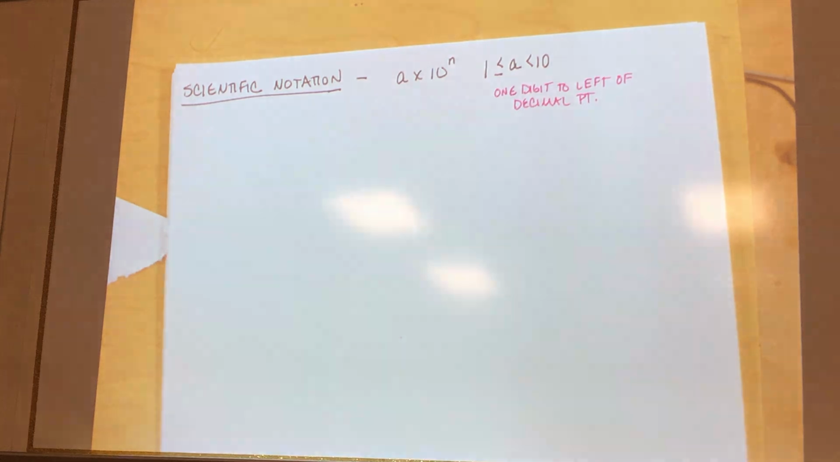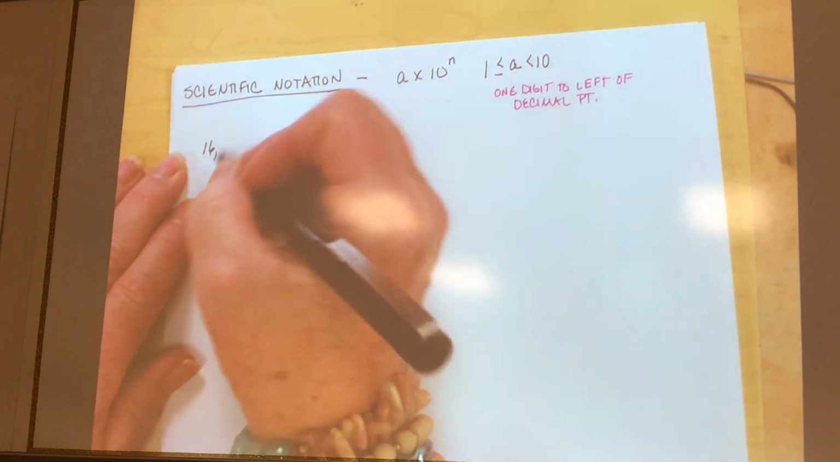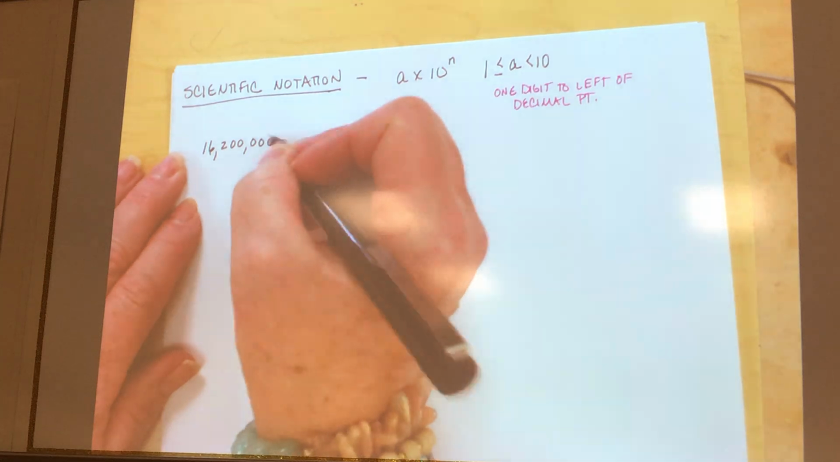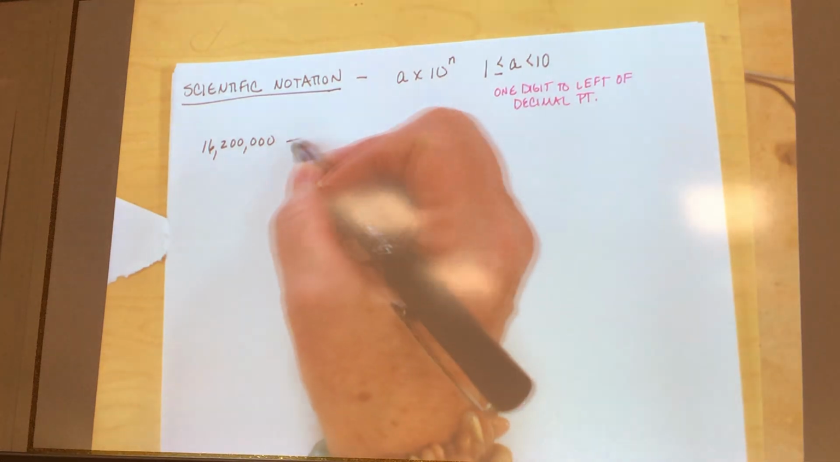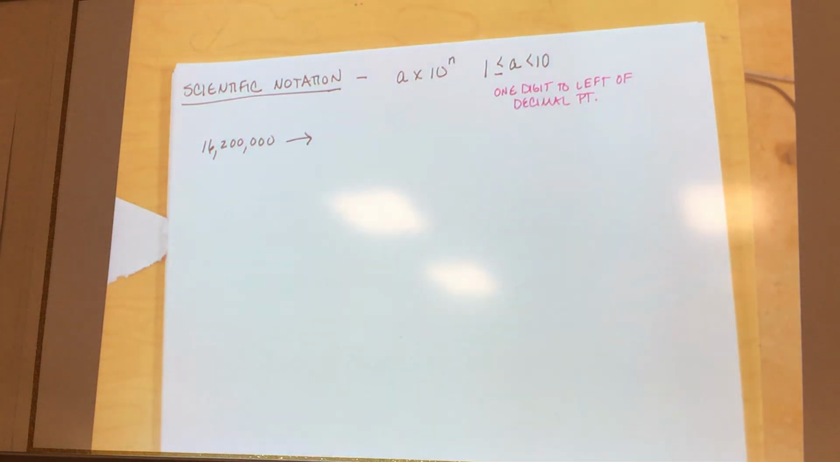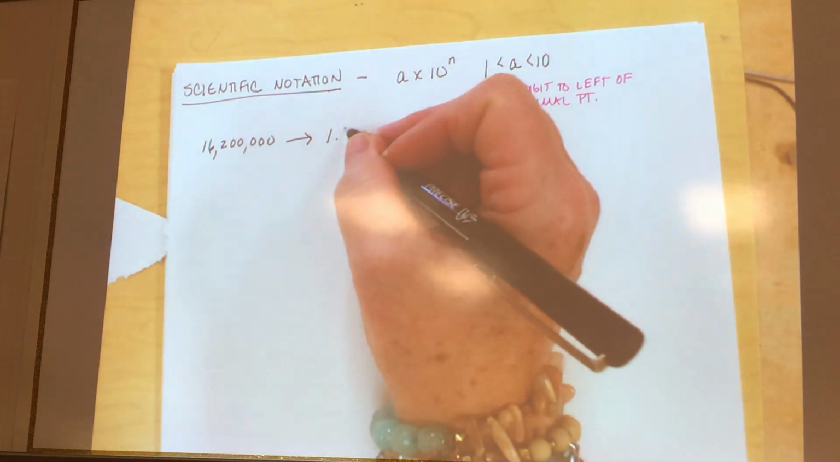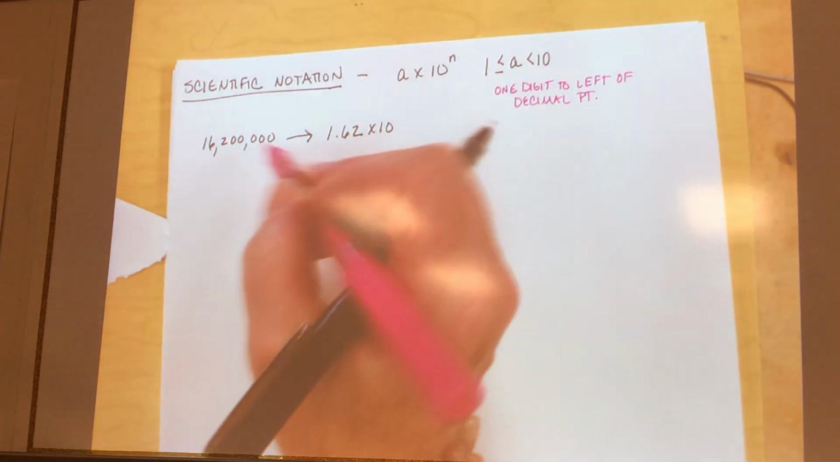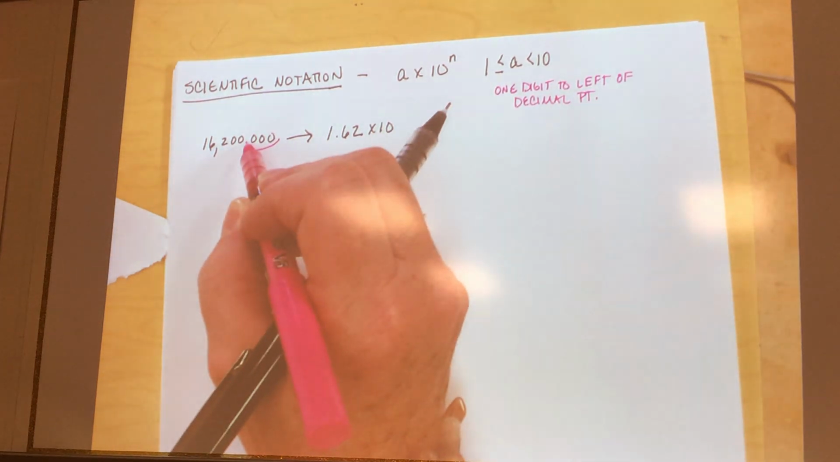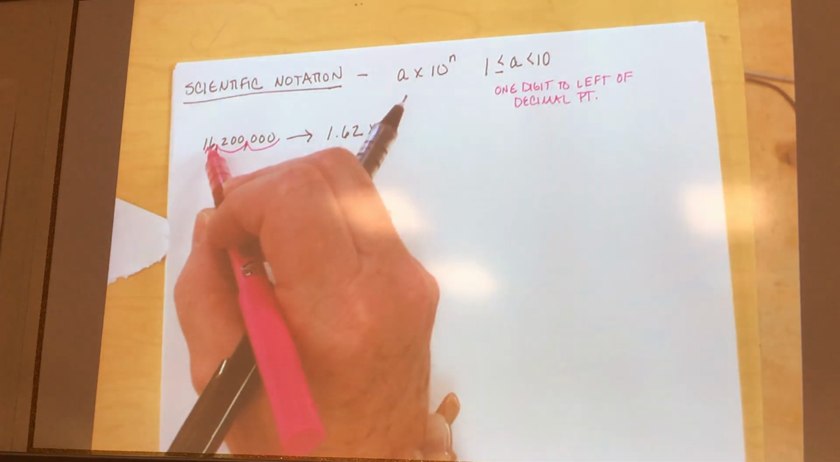All right, so let's try some. Here's the first one we're going to try: 16,200,000. 16 million. Scientific notation is used to write extremely large numbers or extremely small numbers without having to write a bunch of zeros and stuff. So how would I write this number in scientific notation? What would A be? 1.62 times 10 to the, and then you look up here and you go, how many times did I move my decimal point to make it be there? 3, 6, and one more. So times 10 to the 7.